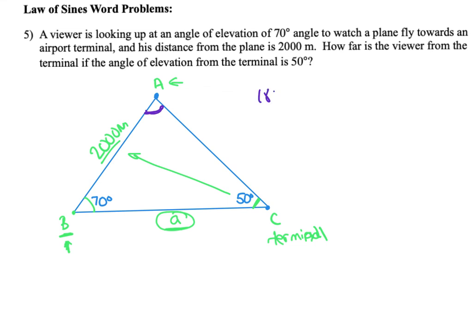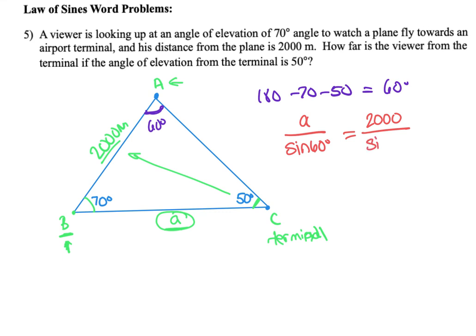Subtract. So I'm going to say 180 minus 70 and minus 50. What am I going to get? 60 degrees. So this angle right here is 60 degrees. Now I can solve it with the law of sines. Am I solving for a side or an angle? A side. So I'm going to put the side on top. The distance between the terminal and the person looking at the airplane over the sine of 60 should equal the distance between the person and the airplane divided by the sine of 50 degrees. And then I can multiply both sides by that sine of 60.